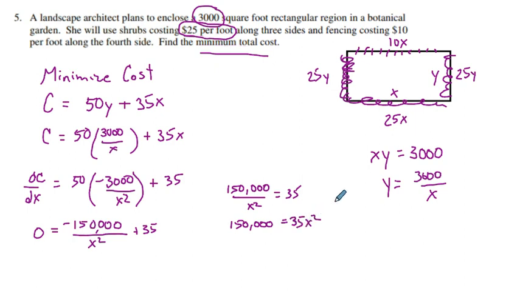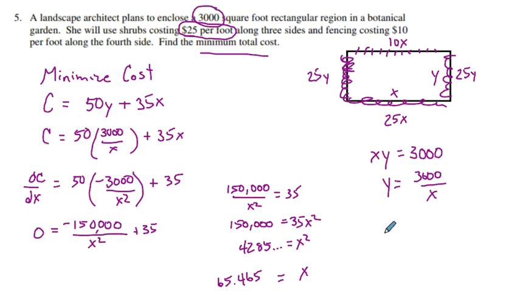And now I need to divide 150,000 by 35. And that appears to be about 4285, not exactly, equals x squared, and now I'm going to take my square root. I'll be a little more careful when I take my square root as to what that answer is going to be. Square root, 65.465 is my x. Okay, so 65.465.